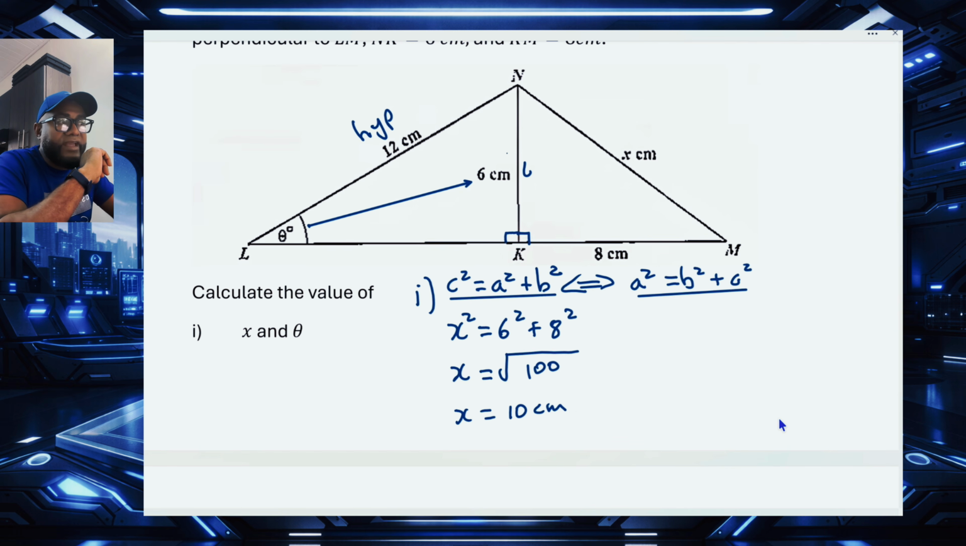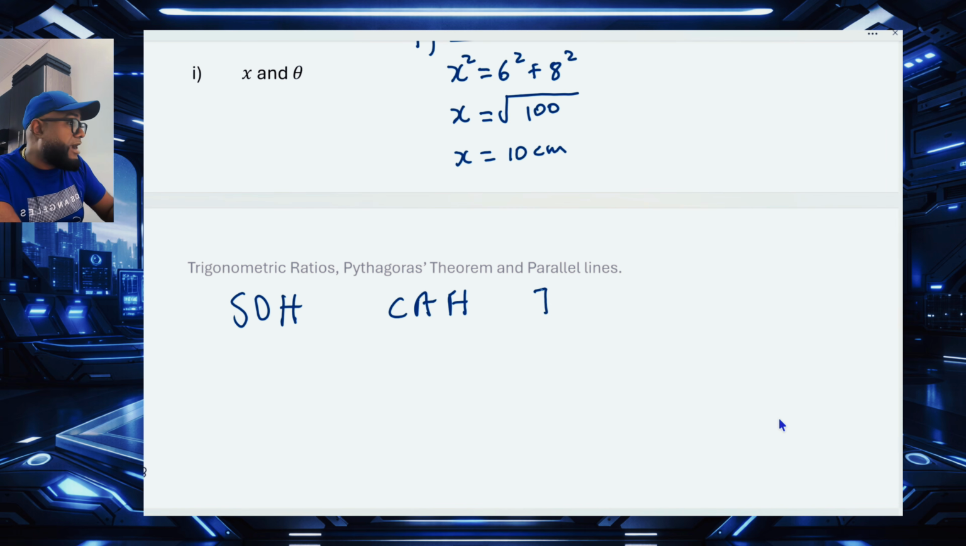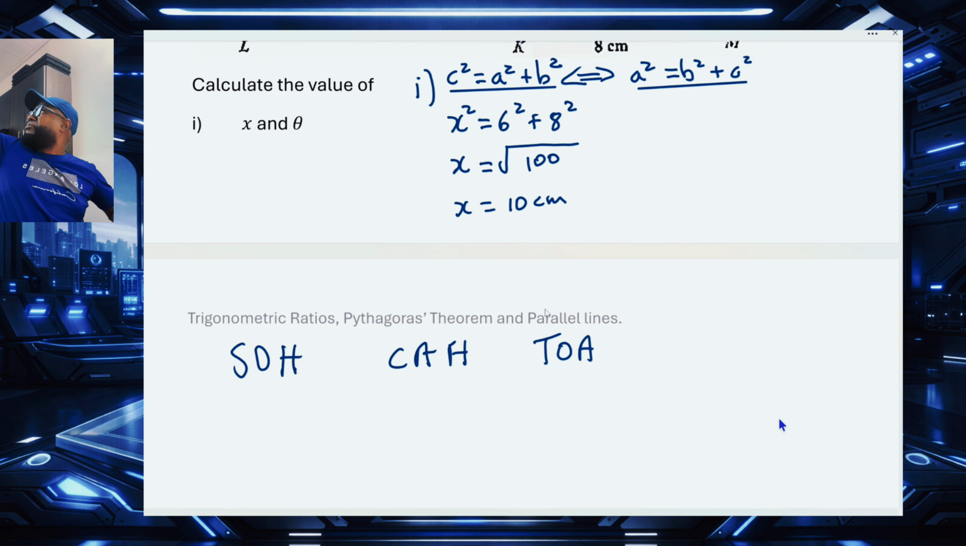So they gave us our opposite, they gave us our hypotenuse, and they want us to find theta. In this case, you have to use the information you were given. Which formula uses opposite and hypotenuse? Sine. Not cos. SOH CAH TOA. Write it down if you need to. The first one, opposite and hypotenuse. Adjacent and hypotenuse. Opposite and adjacent. That's solid, you could never go wrong with that.